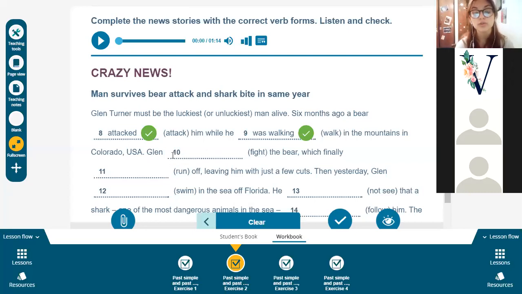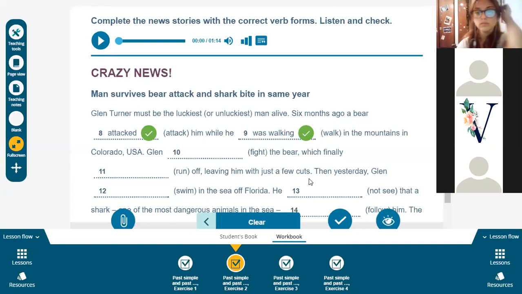So, Santi, can you do number 10? Actually, do 10 and 11 because they are in the same sentence. In the mountains in Colorado, USA, Glenn, read the whole thing and then complete it. Glenn fought the bear, which finally was fighting the bear.